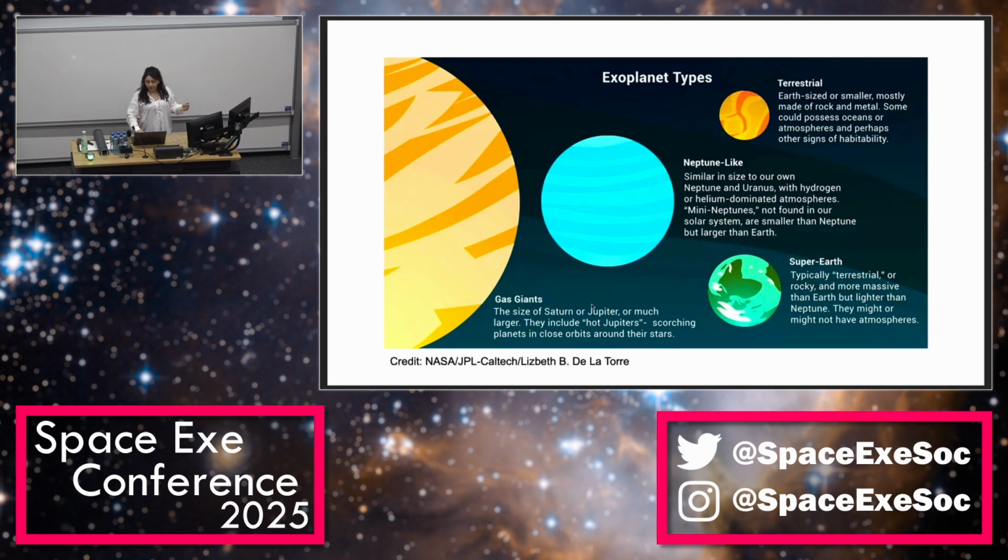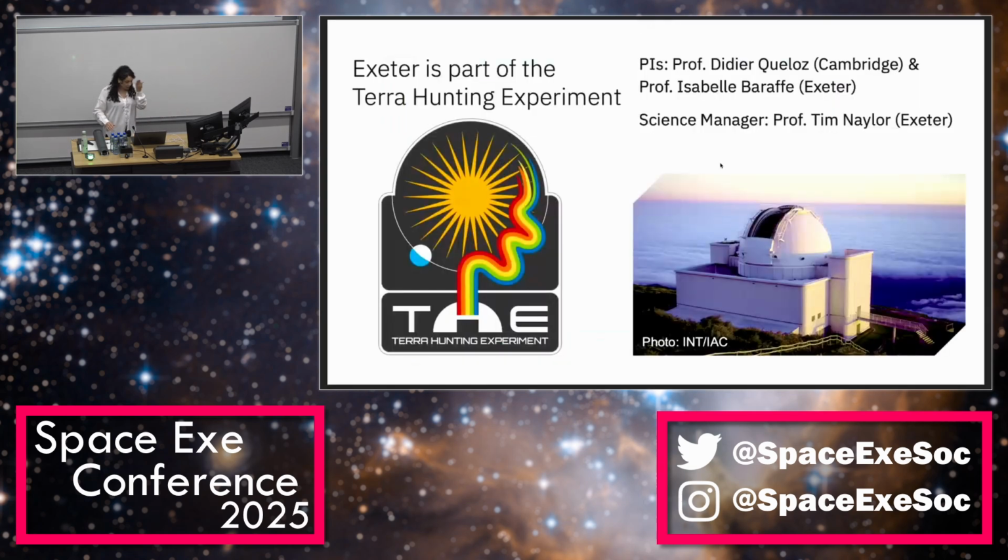It's even harder. So now there is this effort of scientists together. In the UK, for example, the whole UK is working with people in the US, and they are creating this new project to search for planets like the Earth, so Earth-sized planets. And Exeter is part of this Terra Hunting Experiment, which is this HARPS 3. So it's like the first instrument that I told you about. And this is going to be installed inside this telescope.